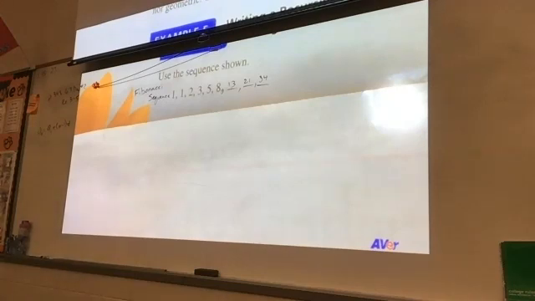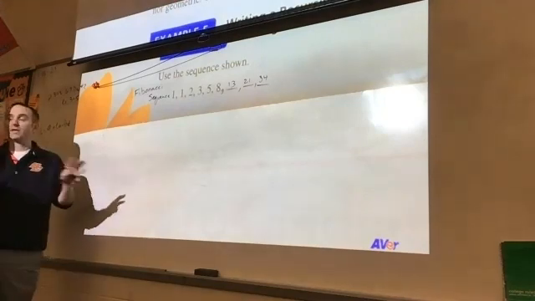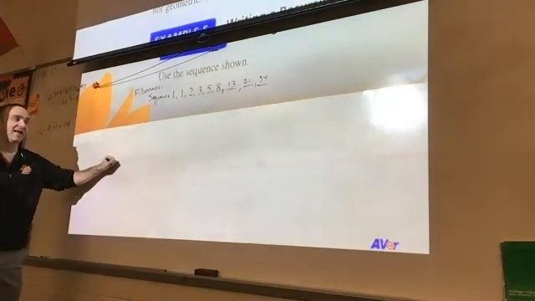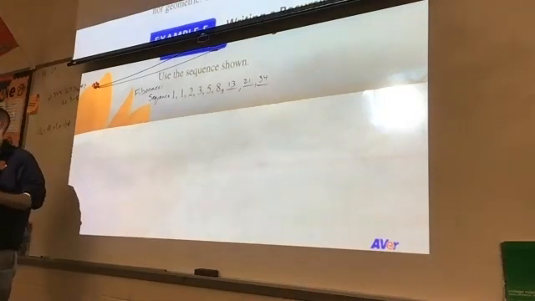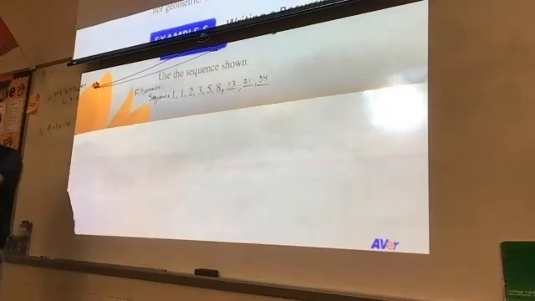And what we're going to do with it is create a recursive rule for this. We cannot create an explicit rule. There's no way for us to create a rule where we can plug in 17 for n and find the 17th term. We don't know how to do that, okay? But we can create a recursive rule.